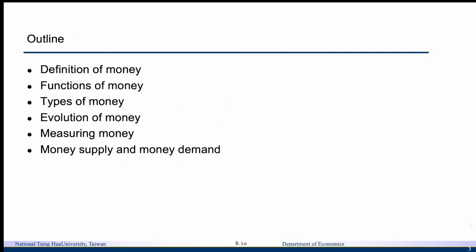Therefore, the outline for today is as follows. We want to talk about the definition of money, then the functions of money, the types of money, then the evolution of money in history, and then how to measure the quantity of money. Toward the end of today's lecture, we want to talk about money supply and money demand.